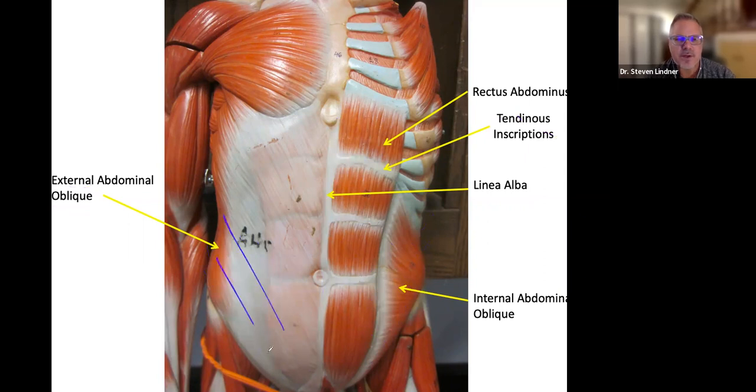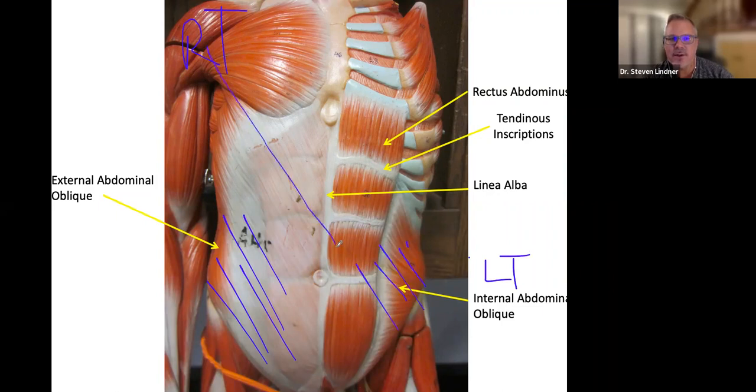In terms of action, when the right external abdominal oblique contracts, it's going to bring that right shoulder over to the left hip. And when the left internal contracts, they're going to work in the same direction, right? So the right external abdominal oblique and the left internal abdominal oblique both work to bring this right shoulder to the left hip, to create left trunk rotation.